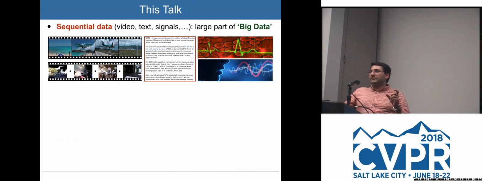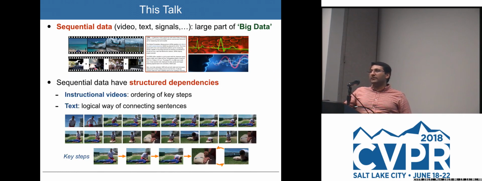Then I'm going to talk about sequential data, which are basically a big class of today's modern data sets, whether they are videos or text or genes or signals or audio or speech, that they all have something in common, that there is this sort of structured dependencies among the sequences of items. If we look at instructional videos and understanding instructional videos, we are not dealing with a bag of randomly permutable set of items. If we shuffle the order of the frames, we are going to get something which is completely meaningless.